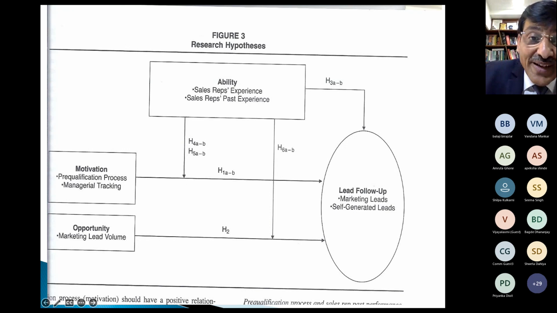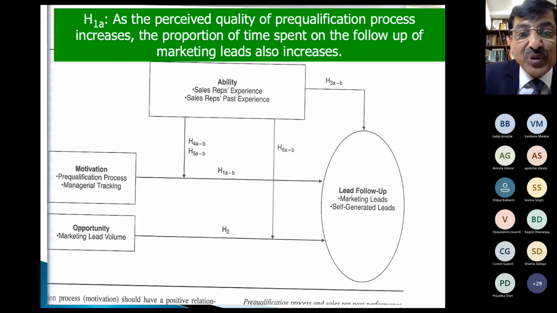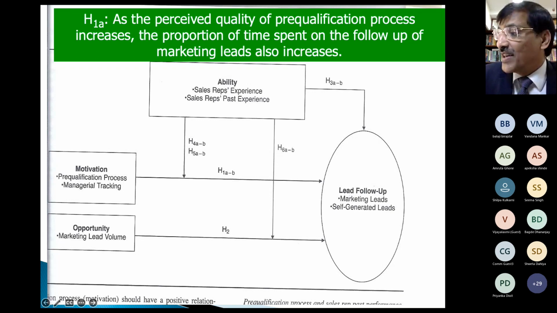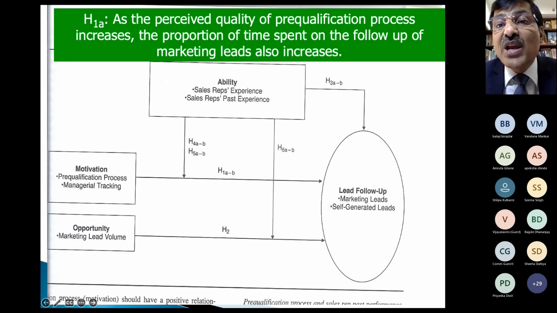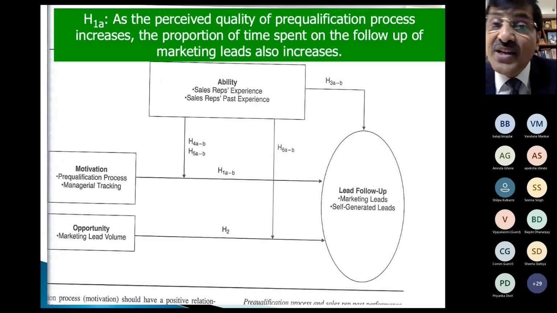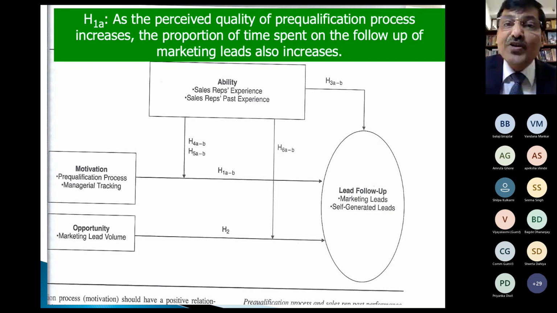Connecting all of these different facets leads to hypotheses. For example, one hypothesis which they generated, hypothesis 1A, connecting motivation to lead follow-up: as the perceived quality of the pre-qualification process increases, the proportion of time spent on the follow-up of marketing leads also increases. It simply means that if the salesperson feels that the marketing department gives him good quality leads, then he tends to follow them up. That you will have to test in your PhD research.